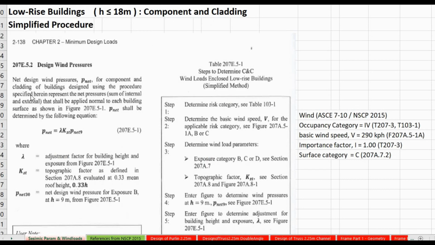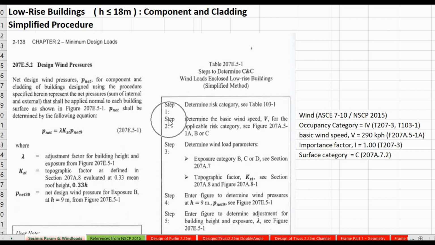Next is wind load. Ang ating building po ay less than 18 meters. So we will use low-rise buildings, component and cladding simplified procedure. That is on page 2-138 of NSCP 2015. So step 1, determine risk category, see table 103-1. Ito po yan. So also you see table 207-3, ang ating occupancy category ay 4.